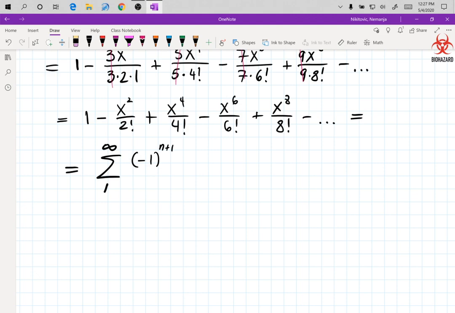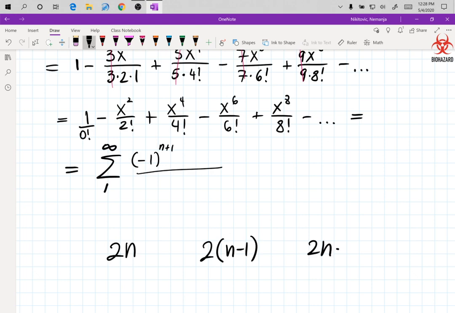Now, all of this is going to be, well, this is a 0 factorial here. That's a 0 factorial. So if I'm starting with 1, this to me looks like a 2n, but it's going to be shifted by 1. So this is a 2n, but it's shifted by 1 value. So it's actually 2n minus 1, so it's 2n minus 2 factorial.